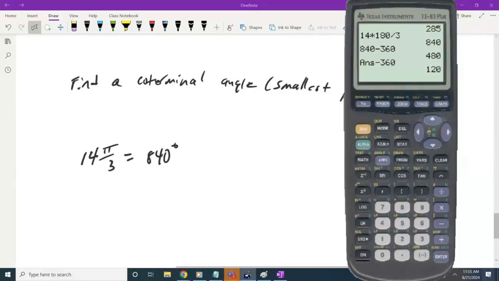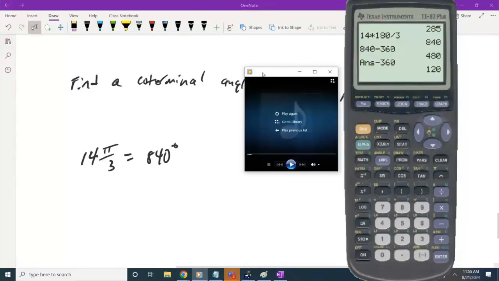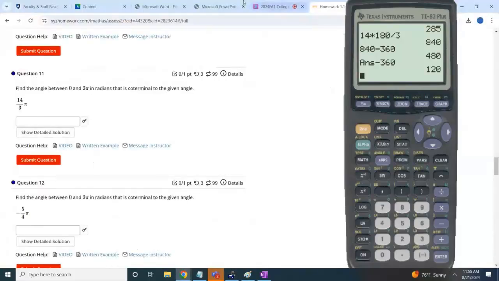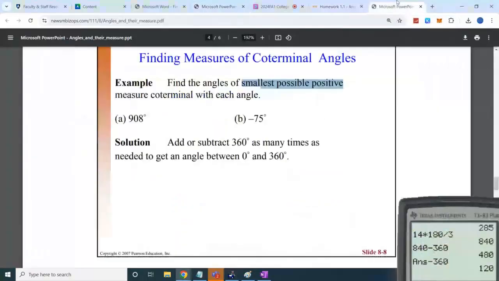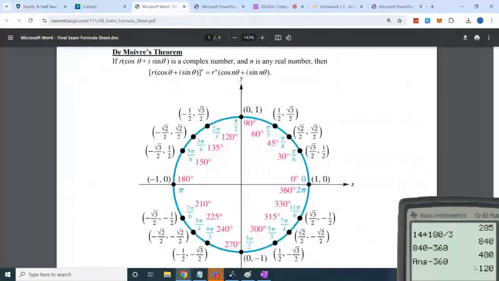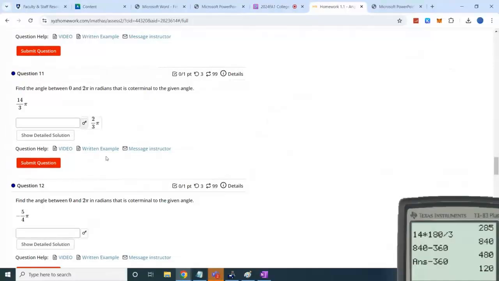I could pull up the unit circle. I got about 1 million windows up. I could pull up the unit circle once I find it. And 120 degrees is how many radians? 2 pi over 3. So the answer here should be 2 pi over 3.